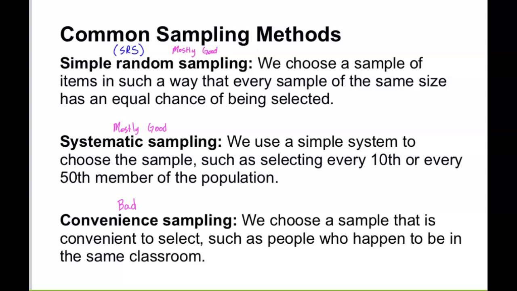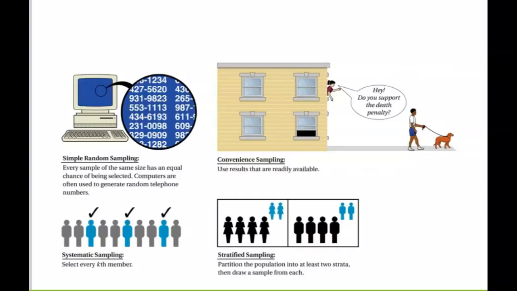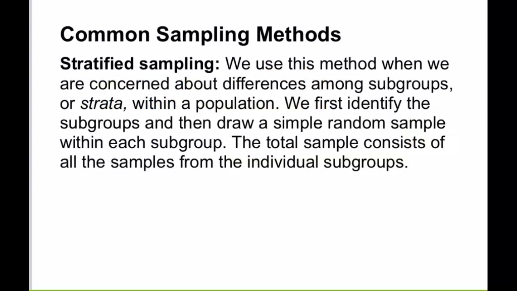Okay. So any combination has to be equally likely to occur. Exactly. All right, and then there's a couple more. Yeah, so the last one that we're going to talk about is something called stratified sampling. And so we use this often when we're concerned about differences among subgroups, which we call strata.